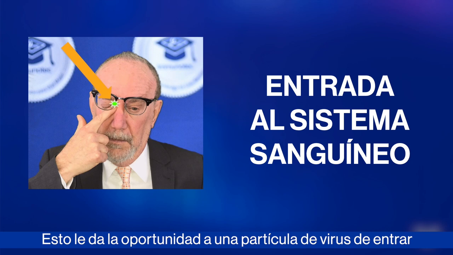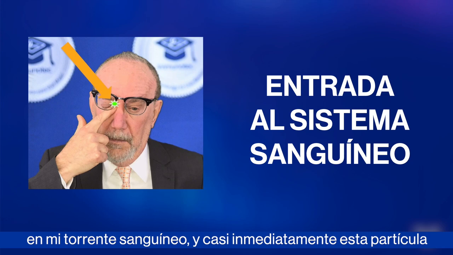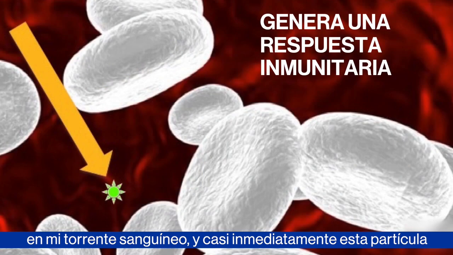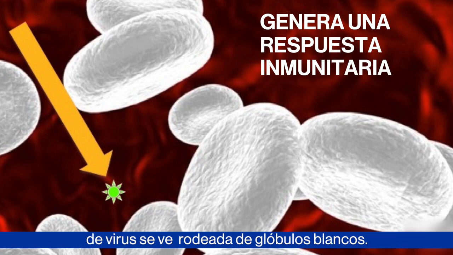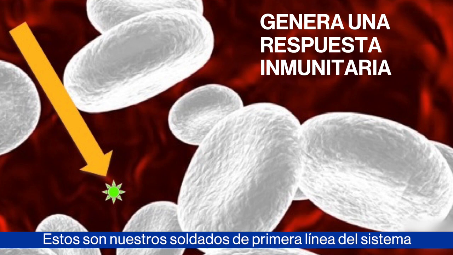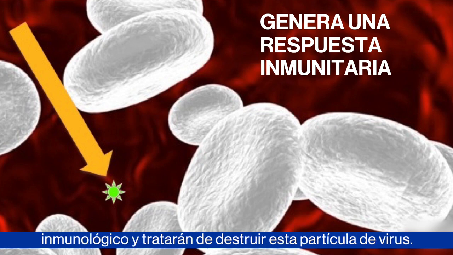This gives a viral particle the opportunity to get into my bloodstream. And almost immediately, you see that viral particle being surrounded by white blood cells. These are our frontline soldiers of the immune system, and they're going to try to destroy that viral particle.